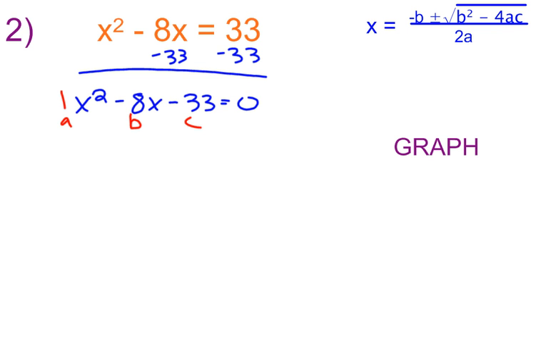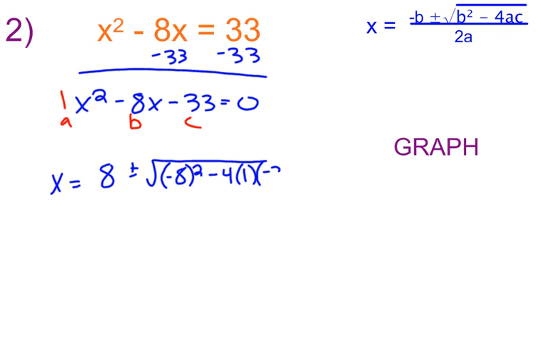So as I substitute that into the formula, I would say x equals the opposite of b. B is negative 8, so I'm going to put 8, plus or minus the square root of b squared. So negative 8 squared minus 4 times 1 times negative 33. All of that over 2 times 1.